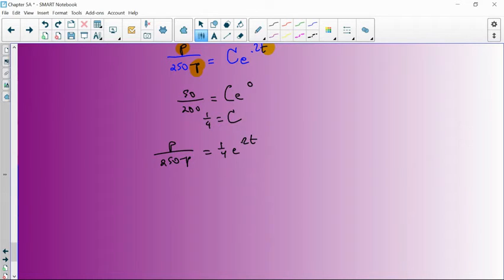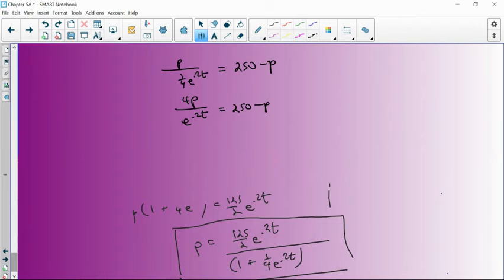And we want to get our p-values by themselves. So one thing that we can do, is they can switch spots. So this can be p divided by 1/4 e to the 0.2t is equal to 250 minus p. And so I can simplify this. The 4 could flip up. So it could be 4p divided by e to the 0.2t equals 250 minus p, and I can easily bring that up by just making your exponent negative.